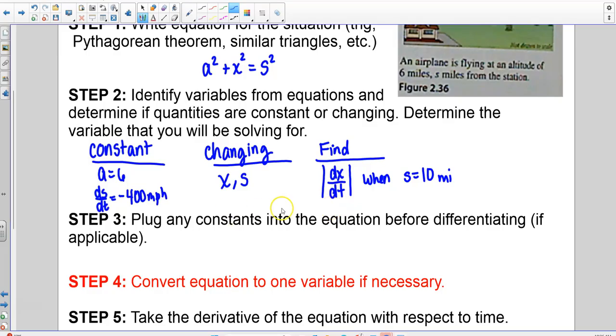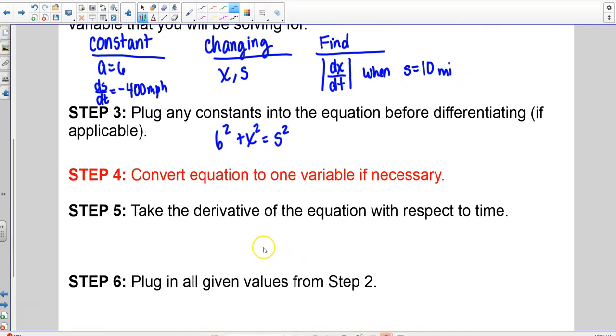Okay, so we're going to plug any constants that we have in. So a can be plugged in. We've got 6 squared plus x squared equals s squared. We do not need to change this one to a single variable because we already just have our 2 variables here, right? If you have 3 variables, then one of them is probably going to have to be changed, or they have to give you a lot more information for the problem, right? And we don't have that here, so we don't have to do that step.